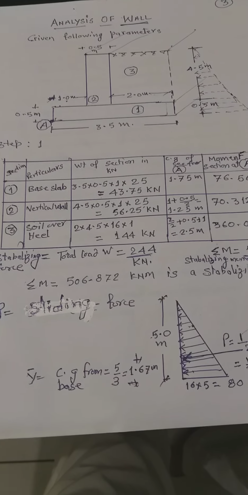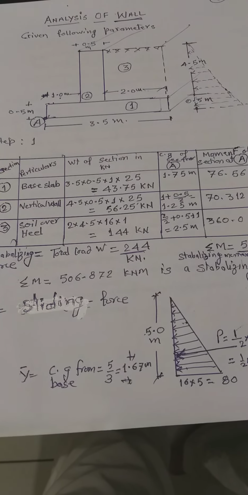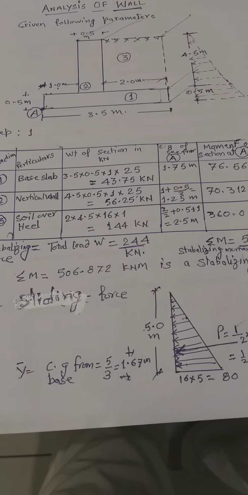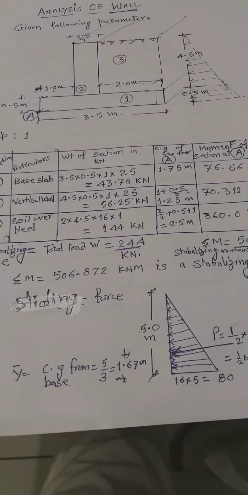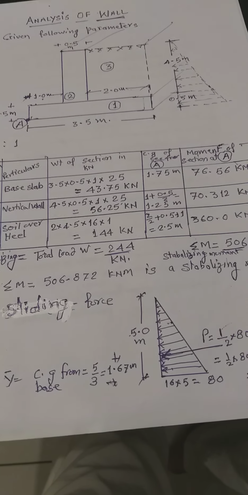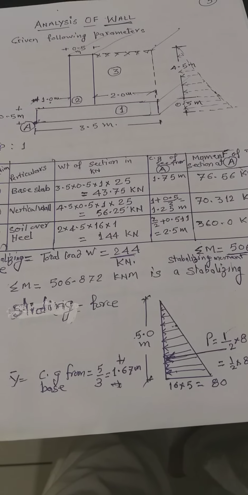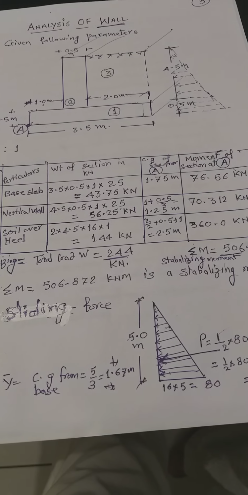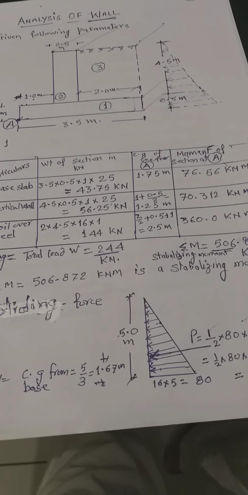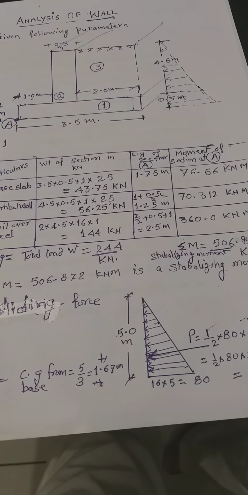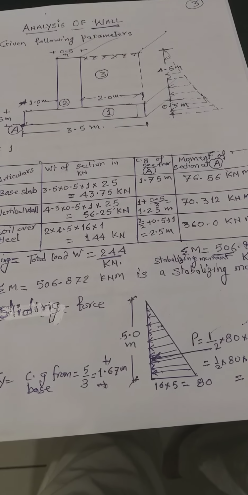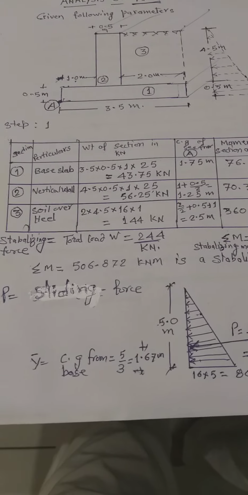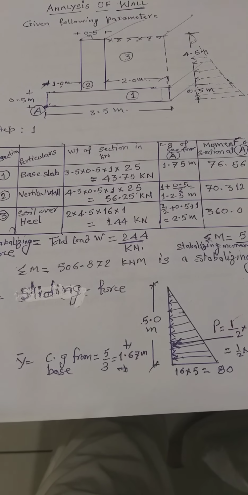Let us go for the second section, and that is the vertical wall. The total weight of the vertical wall is the height of the vertical wall, that is 4.5, thickness of the vertical wall, that is the stem, 0.5, 1 meter the length of the wall, and 25 kilonewton per meter cube is the density of the concrete wall, multiplied by all the parameters, that comes out to be 43.75 kilonewton.